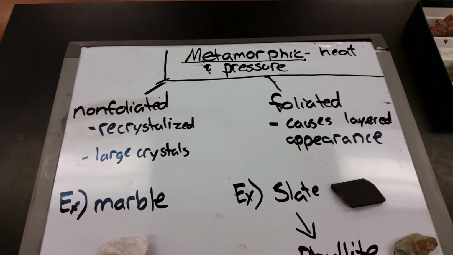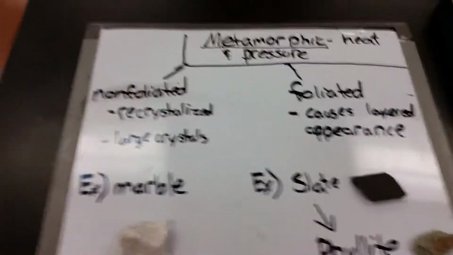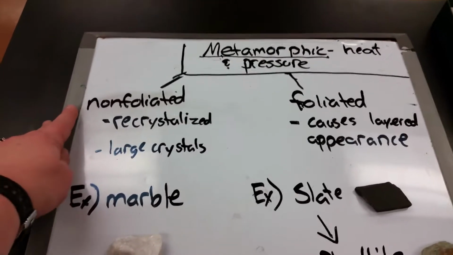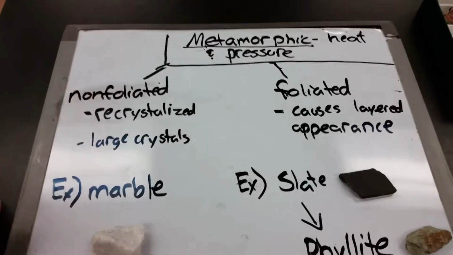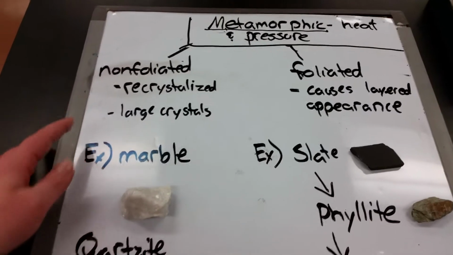Alright, today we're going to talk about metamorphic rocks. Metamorphic rocks form from heat and pressure. So if you start with heat and pressure on an existing rock, you can get a non-foliated or a foliated metamorphic rock. Non-foliated is usually recrystallized, so it has kind of a large crystal shape.